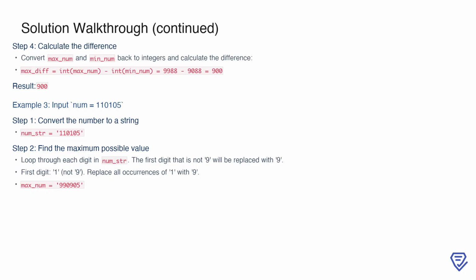First, we convert it into a string, resulting in "110105". To find the maximum possible value, we iterate through the digits. The first digit is 1, which is not 9, so we replace all occurrences of 1 with 9. This gives us 990905 as the maximum possible value.